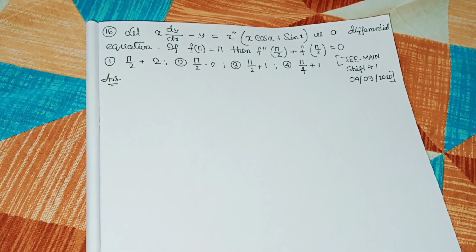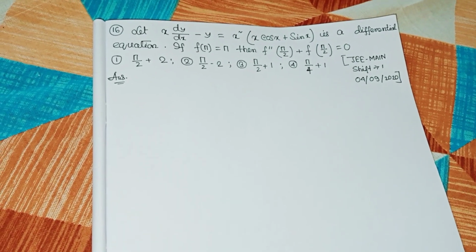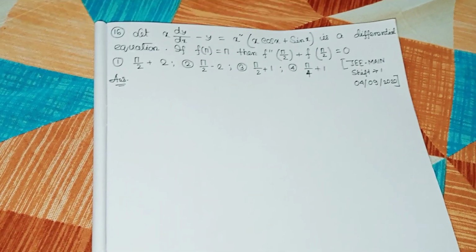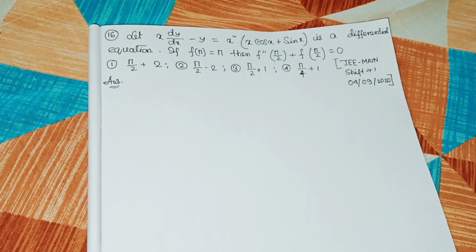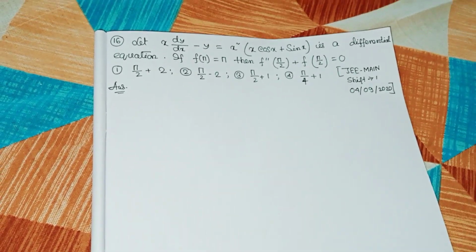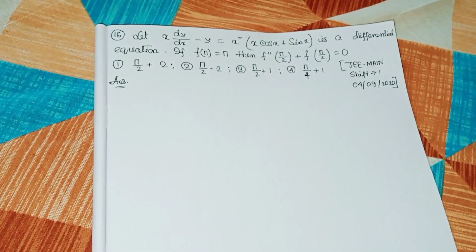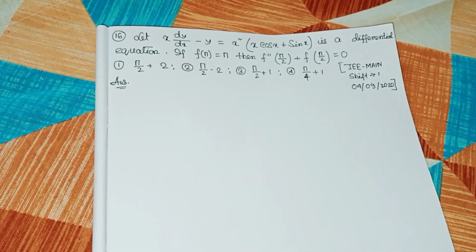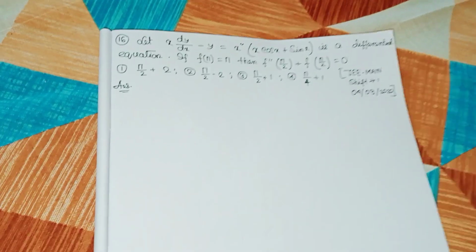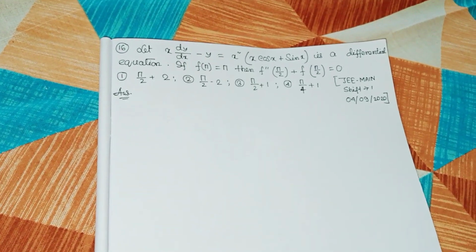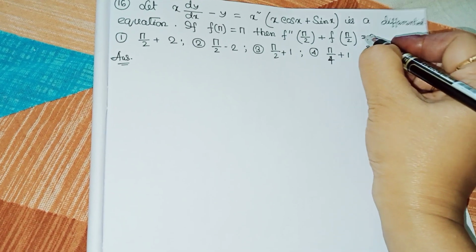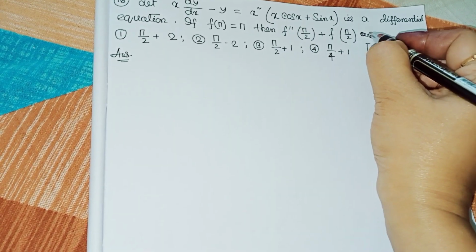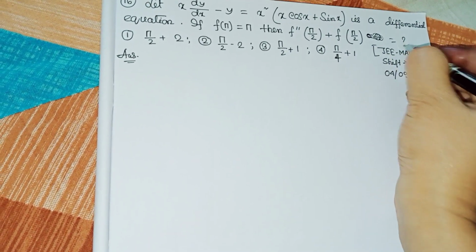Today we solve JEE Main Shift 1, 4th of September 2020, question number 16. Let x dy/dx minus y is equal to x squared times (x cos x plus sin x) be a differential equation. If f(pi) is equal to pi, then f''(pi/2) plus f(pi/2) is equal to what?